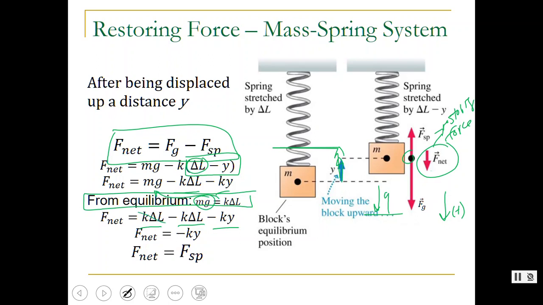Well, those two k delta L's cancel. We find that our net force is just negative ky, which is the spring force when we've lifted it up a displacement of y. So our net force is just the spring force. So yes, there's a gravitational force, and yes, it's affecting our system, but it is not governing the oscillation. It's governing the position of the equilibrium line. So whenever you're working with a vertical system and you're talking about the restoring force or the spring force, it is the same thing as the net force.